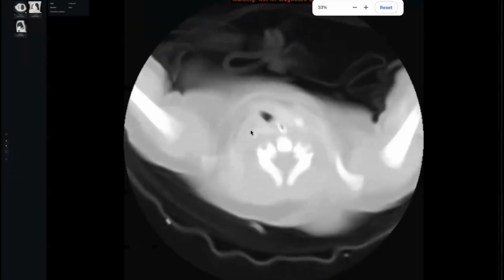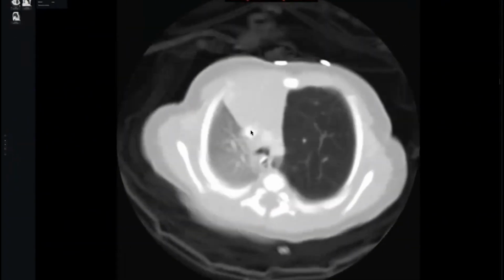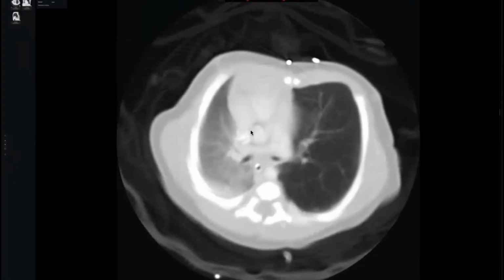You requested control? Oh, sorry, doctor. I can't control this from my mobile. Yeah, go on.